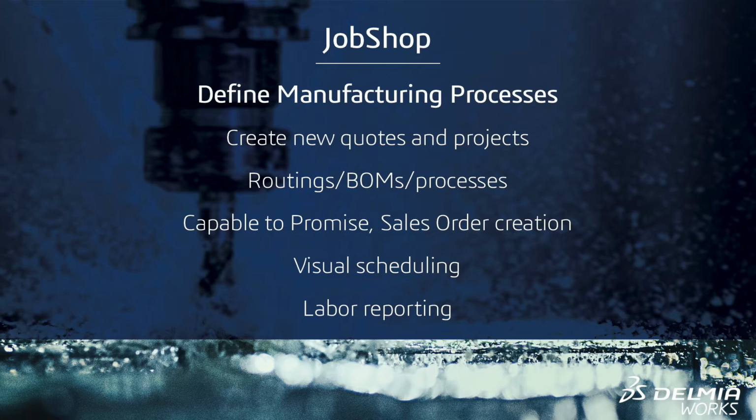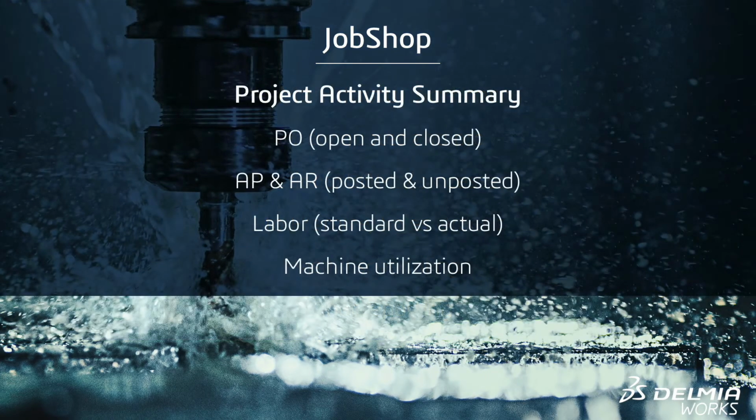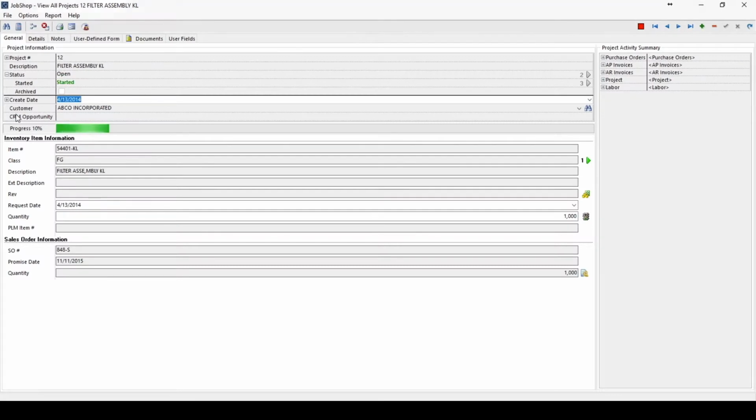As that's completed, we'll look at how we can use Capable to Promise within DELMIAworks to view promise capability over a given time horizon. We'll be able to see the scheduling of all the different routing steps, and we'll look at the project activity summary, which tracks all the financial activity against the job, such as purchase orders and invoices. We'll also see how users can build out the standard rate or standard cost for labor and machine time by building out the routing steps. As these projects progress, we'll see how users can track the actual costs against the estimated costs. Let's dive into the JobShop module.